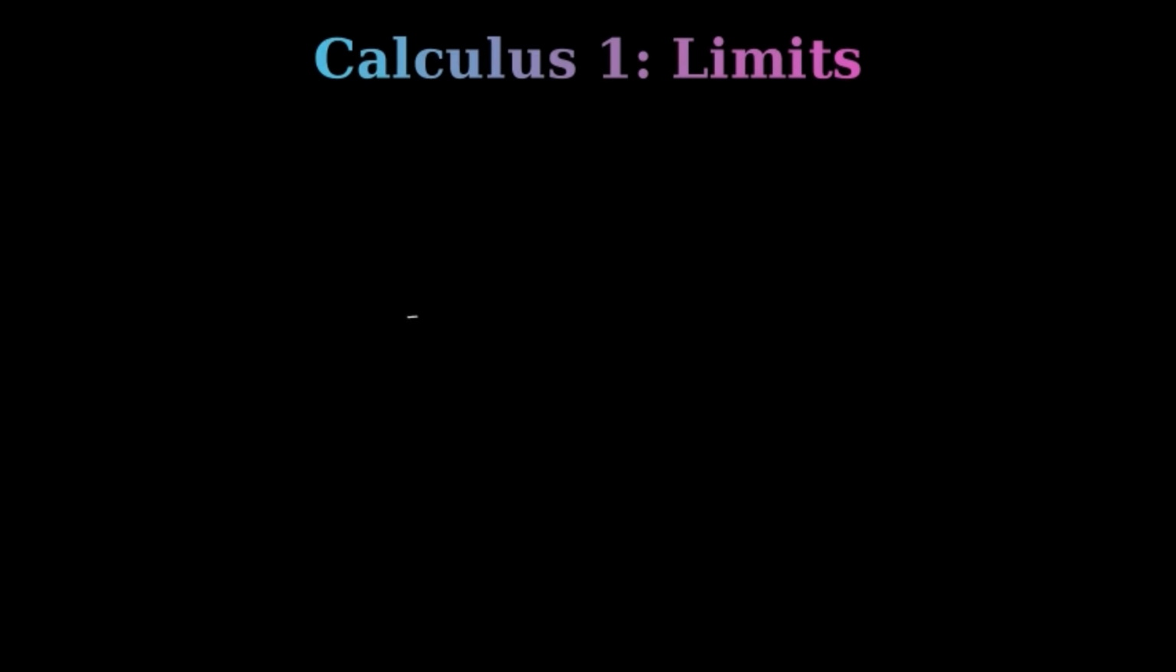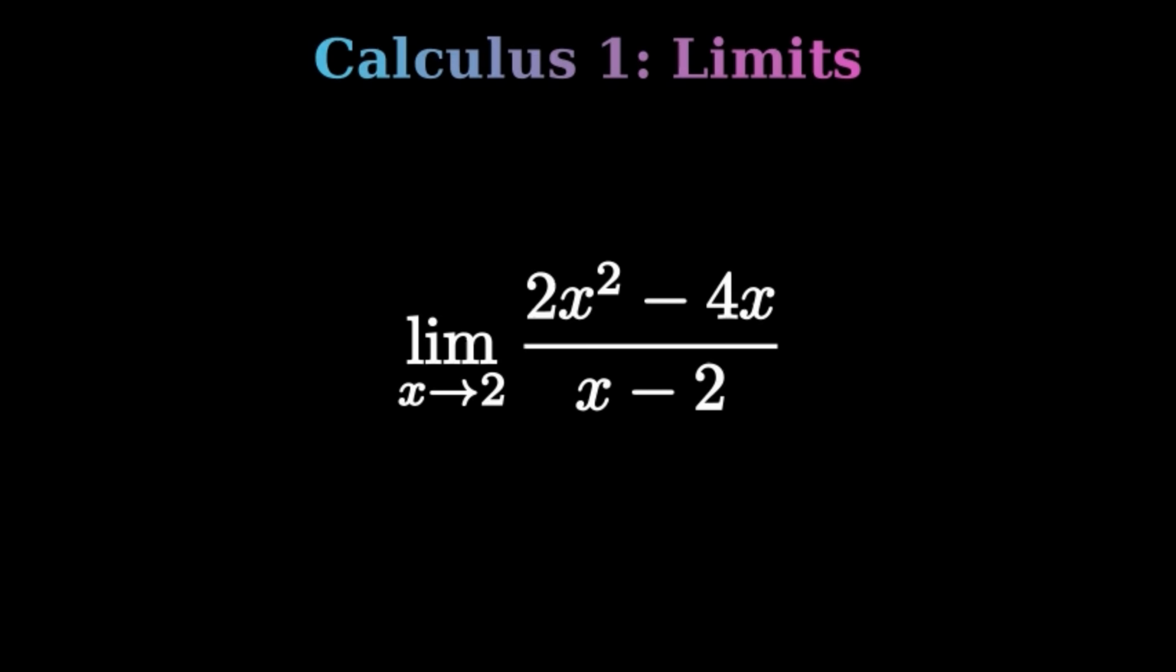Okay, so today we're doing calculus 1 limits. Let's get started. We have the limit as x approaches 2 of (2x squared minus 4x) over (x minus 2).